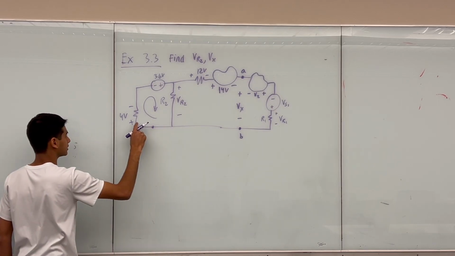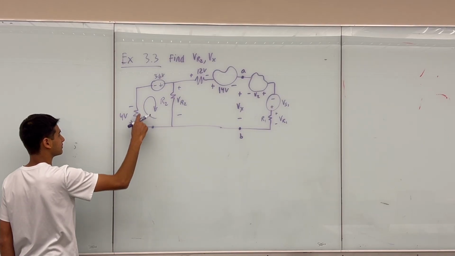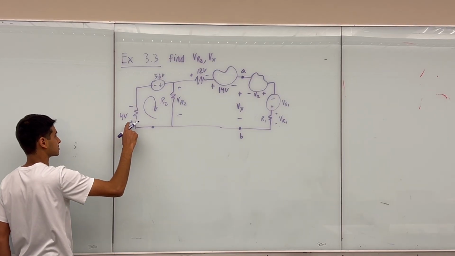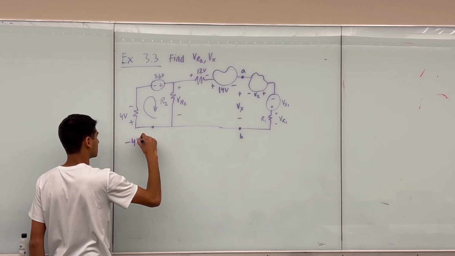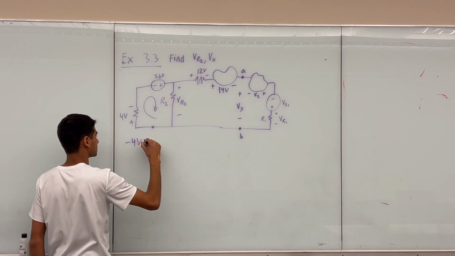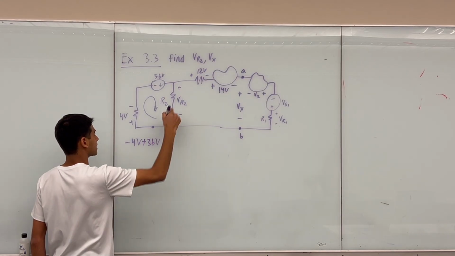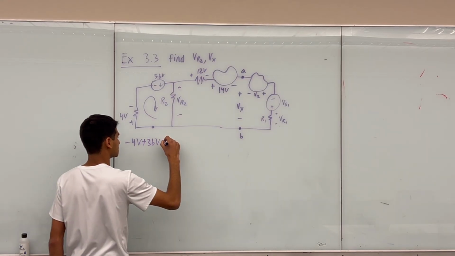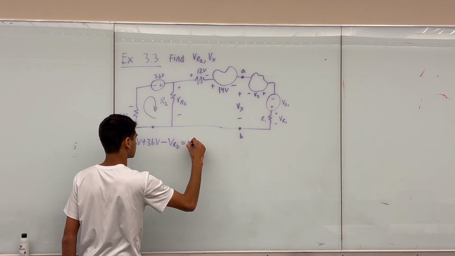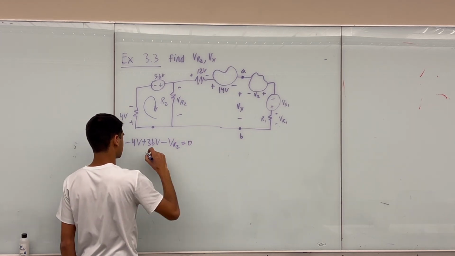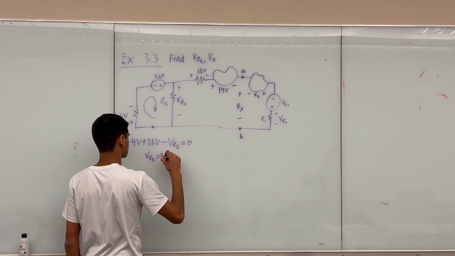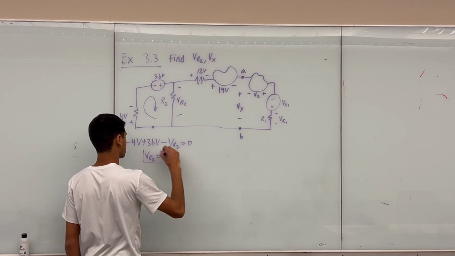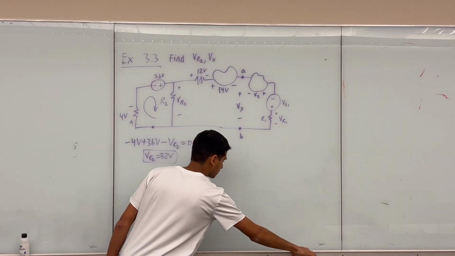So looking here, I have a negative 4 volt drop across this resistor because it's going from plus to minus. So this is minus 4 volts. I have a rise in 36 volts. And then I have a drop of Vr2. That equals 0. So if I just solve this out, I get Vr2 equals 32 volts. So that is the first part of the problem solved.